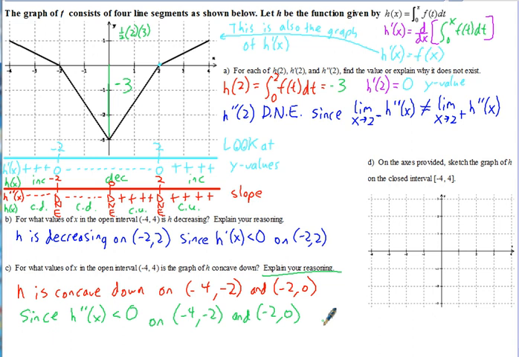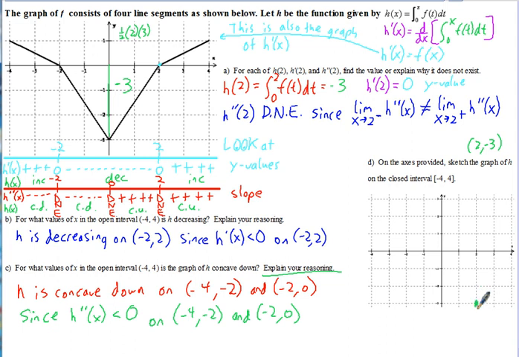Now let's look at part D on this one. It says on the axes provided, sketch the graph of h on the closed interval from -4 to 4. Okay, so let's see what we know about the original function. So we know right here h of 2 equals -3. So that's a point we know for sure on the original function. Let's go ahead and plot that one first. We know that it goes to the point 2, -3. From right here. So we can start with that.